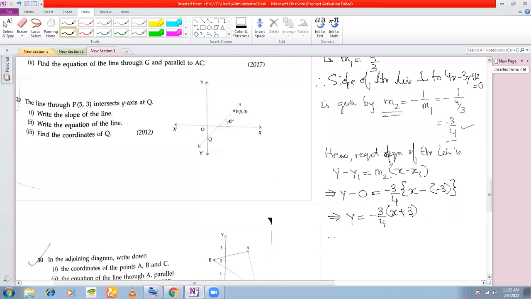Now you can cross multiply. That gives 4y is equal to minus 3x minus 9. It means you can take everything on the left hand side. So you get 3x plus 4y plus 9 is equal to 0. And that is the required equation of the straight line. Okay. And move on to the next question then.